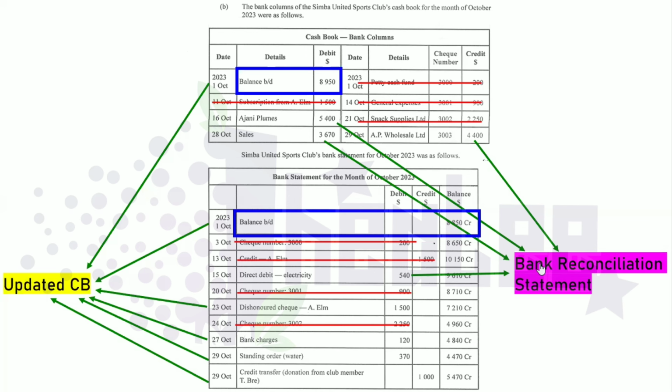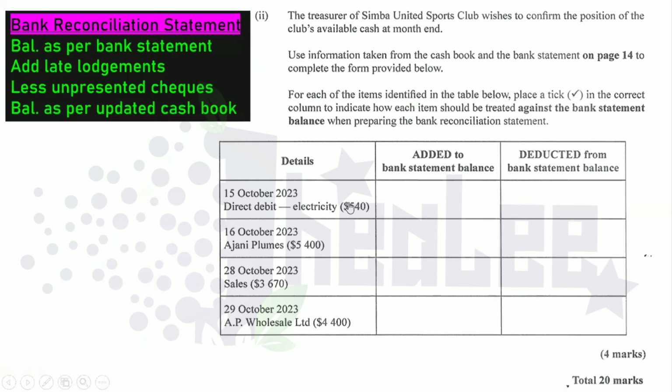So let's look at what they want from us first. And we're seeing where they are asking us for October 15, 2023, direct debit electricity. And again, as established earlier, this $540 was taken out of our account in error. So it had reduced our bank statement balance. So we're going to add it back to the bank statement. So this $540 should be added. So therefore, we put in the check mark there to show that it should be added.